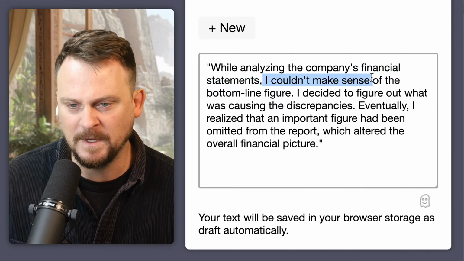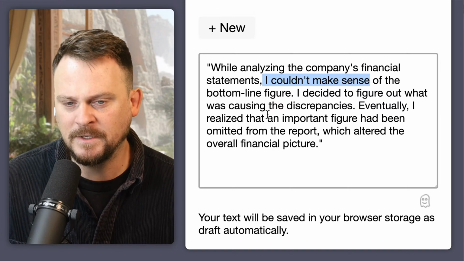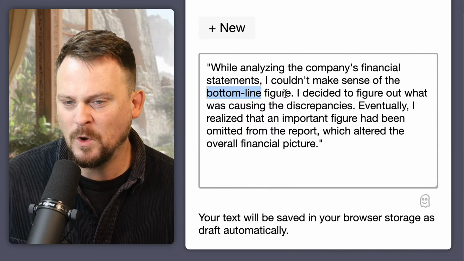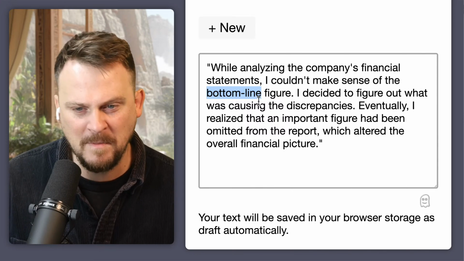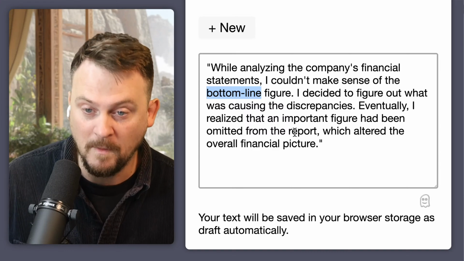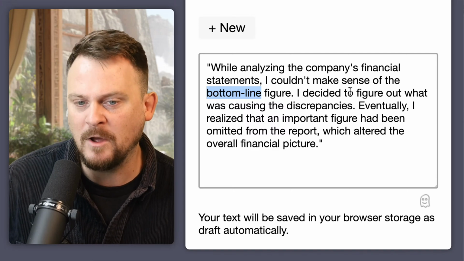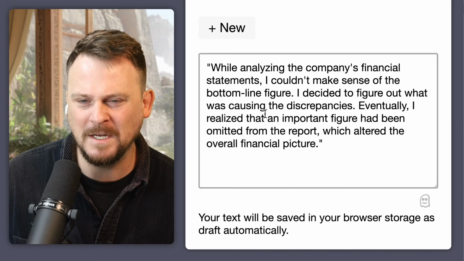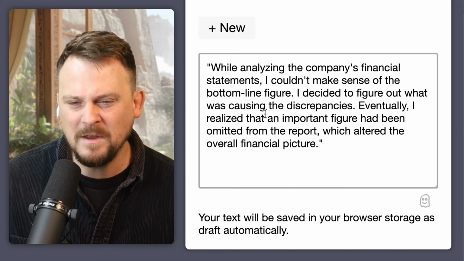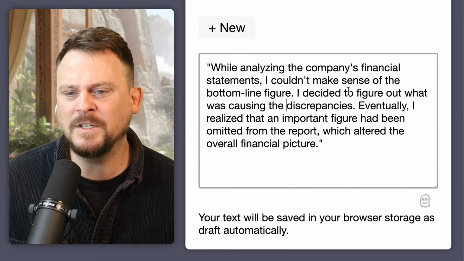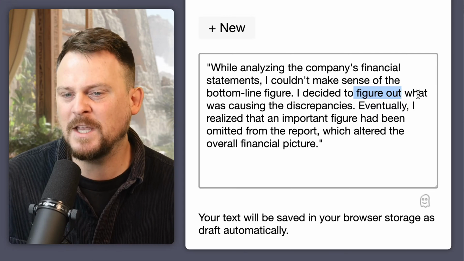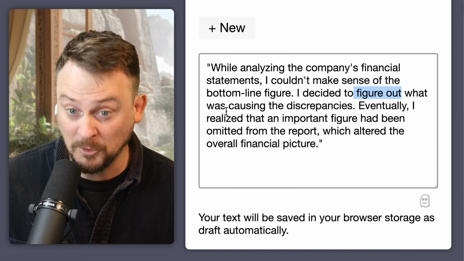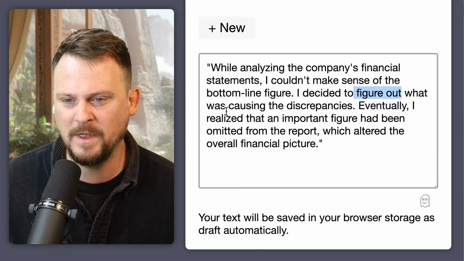Expenses. I couldn't make sense of something, so I couldn't understand something. And bottom line figure. So let's say I don't know what bottom line is, but figure is going to have something to do with finances. So maybe that's a number, an important number. Okay, and then I decided to figure out what was causing the discrepancies. Maybe I don't know discrepancies. So figure out what was causing something. Causing what? Usually causing a problem. Maybe discrepancies means that. I decided to something what was causing. Well, it could be maybe solve, or maybe explore, maybe learn more about. It could mean different things here, so I'm kind of guessing.